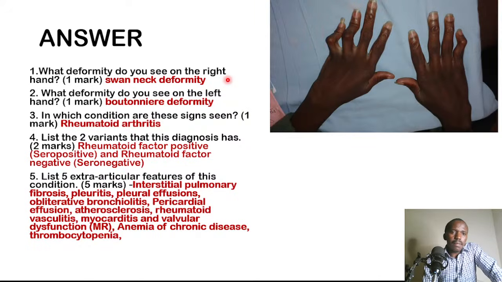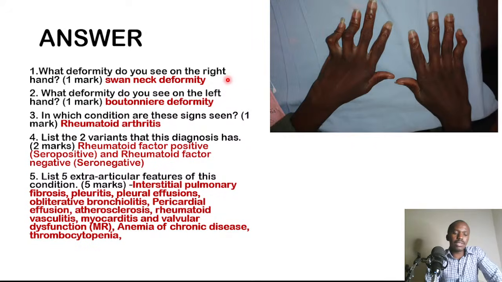Then in which conditions are these signs seen? So we see them in rheumatoid arthritis. So we have two main types. We have those that have rheumatoid factor, so we call this seropositive. They are rheumatoid factor positive. And you have a group that have rheumatoid factor negative. So you call those seronegative.